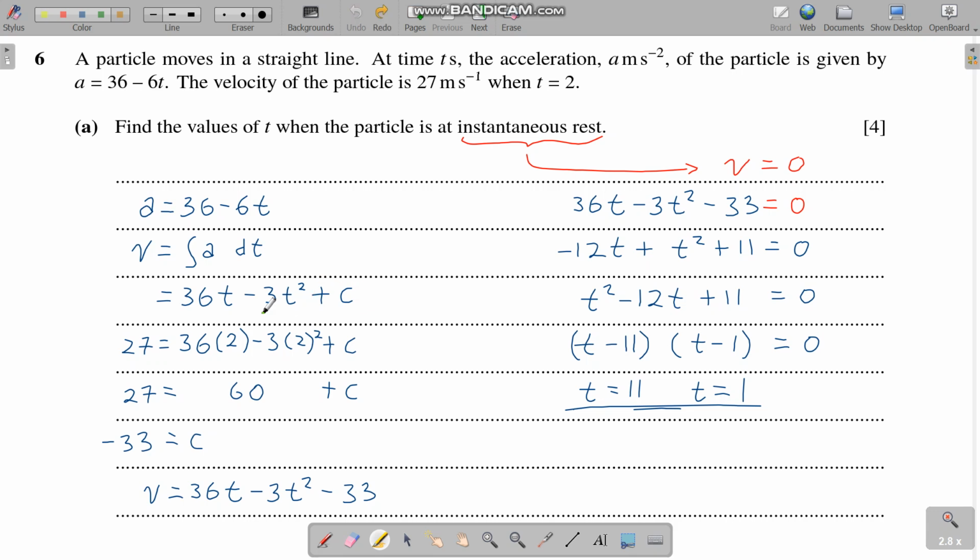Since we know that the v is 27 when the time is 2, we can find the value of c. So this is the velocity function, and we can solve for instantaneous rest. V equals 0. So now we solve velocity equals 0. We divide by minus 3, so we have positive t squared, and then we can factorize. We have two answers here, two solutions.